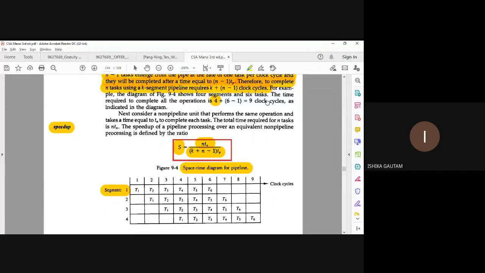Ma'am, what is TN? These three things are very important. This is important, this is important, and this is important. All these things are asked again and again in your papers.